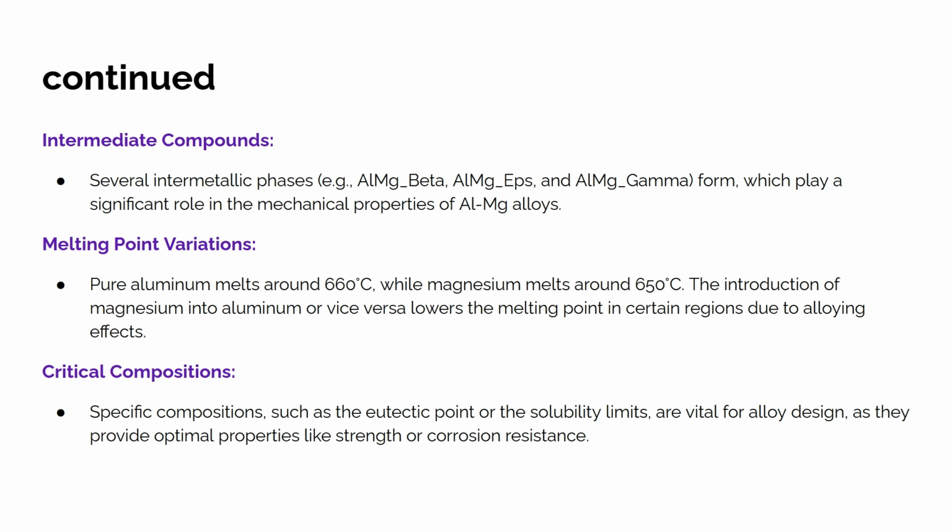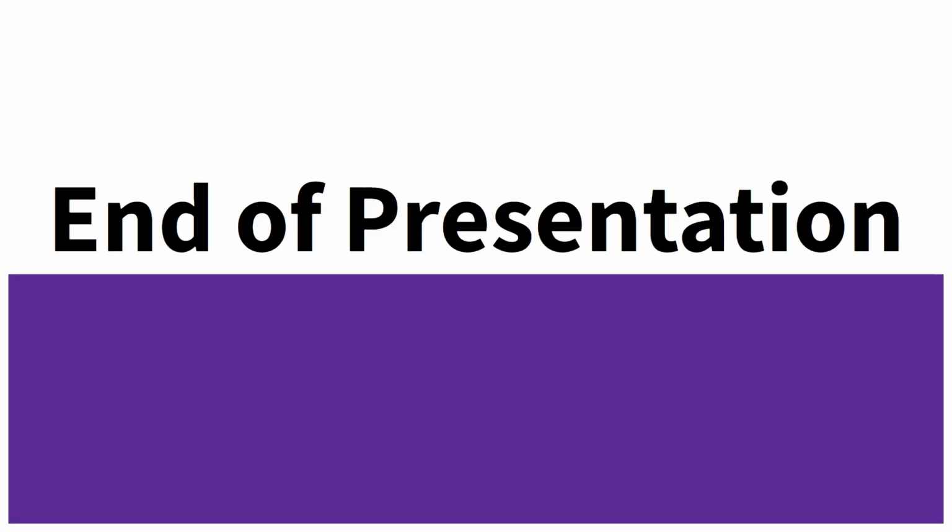Melting point variations. Pure aluminum melts around 660 degrees Celsius, while magnesium melts right around 650 degrees Celsius. The introduction of magnesium into aluminum or vice versa lowers the melting point in certain regions due to alloying effects. Critical compositions: specific compositions such as the eutectic point or the solubility limits are vital for alloy design as they provide optimal properties like strength or corrosion resistance.